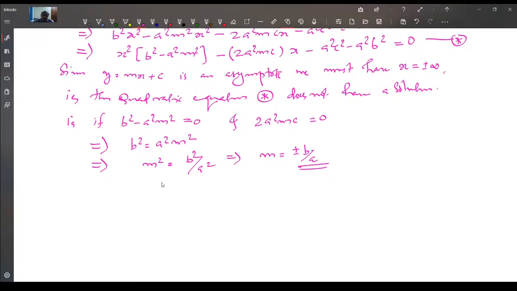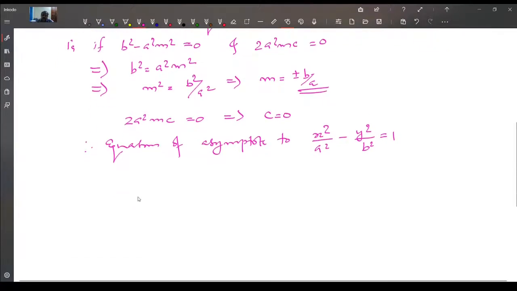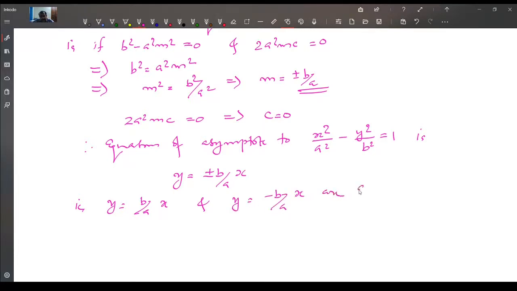Now the second equation, 2a square m c equal to 0, implies c equal to 0, since a square and m are not 0. Therefore, the equation of the asymptote to x square by a square minus y square by b square equal to 1 is y equal to mx plus c, with m equal to plus or minus b by a and c equal to 0. That is, y is equal to b by a into x and y is equal to minus b by a into x are asymptotes.